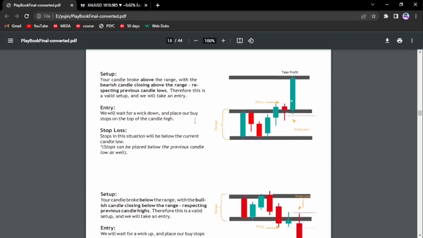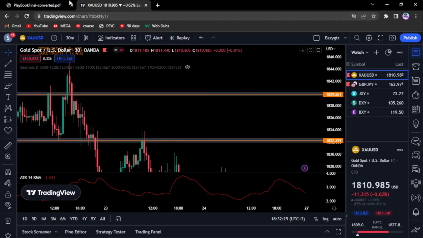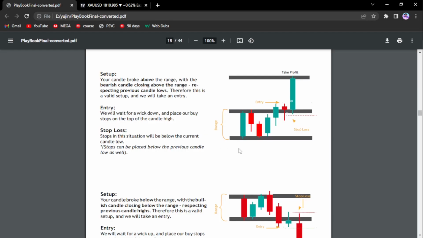Okay, so here's an in-depth, more understandable way so that you can have a better entry. I don't think we'll have enough time to go to the real charts to look at that, but I think this is well illustrated and you can understand it.